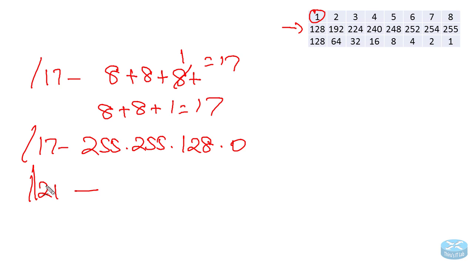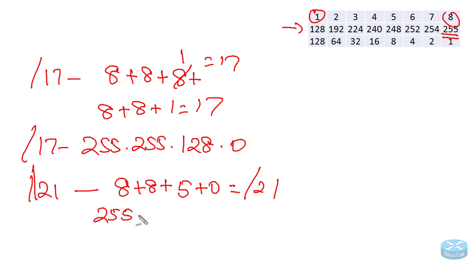Let's say /21. How can we write this? 8 plus 8 plus 8 plus 5 plus 0 makes /21, right? If 8 bits are on, it's 255. So 255.255.255, and 5 bits here. What is the value for 5 bits? 248. So 255.255.248.0. This is for /21.